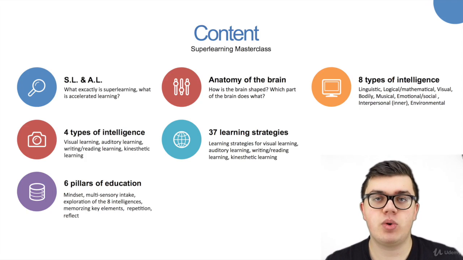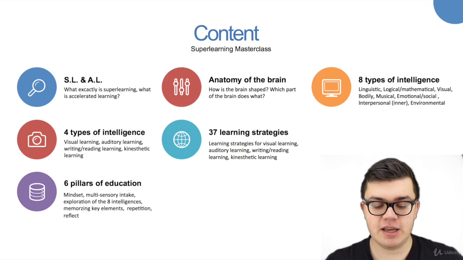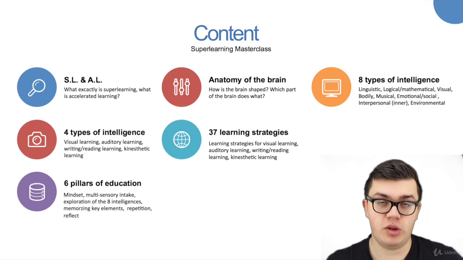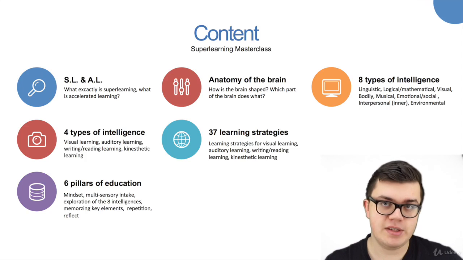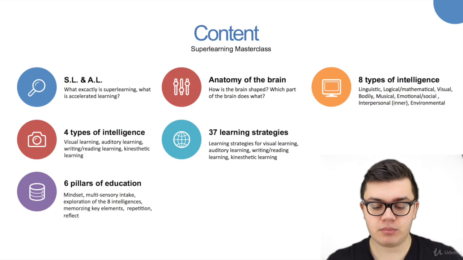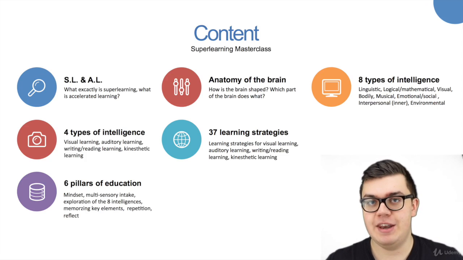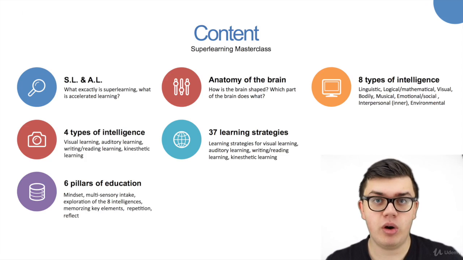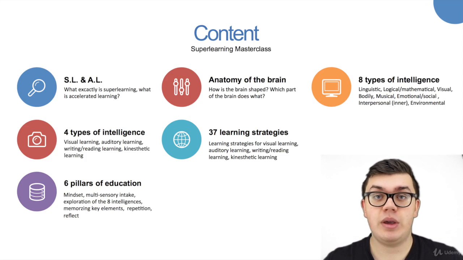And then in the end of this course, I'm going to talk with you about the 6 pillars of education, which are mindset, multisensory intake, exploration via the 8 intelligences, so the ones that we already talked about, so linguistic, logical, mathematical, and so on. Also, we're going to talk about memorizing key elements, repetition, and reflection. So these are the topics that we are going to cover here in this course. The overall goal is to connect both sides of the brain and to increase or accelerate, let's say, the intake of the information.